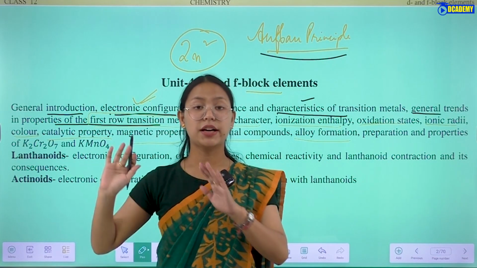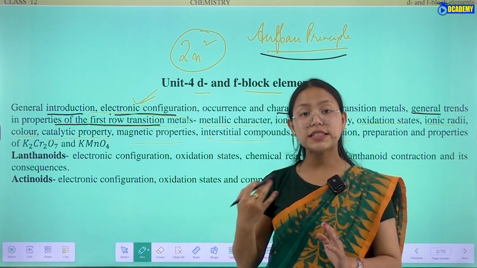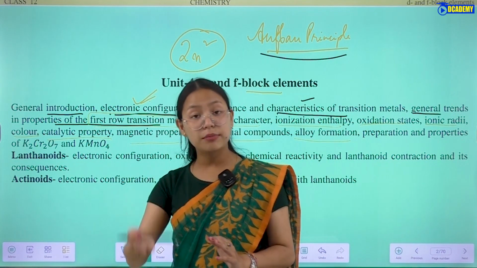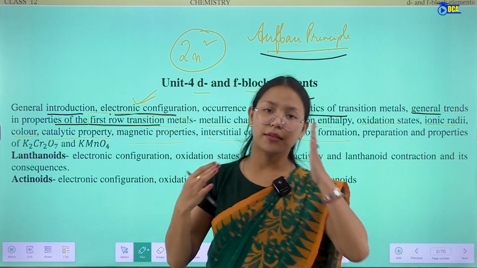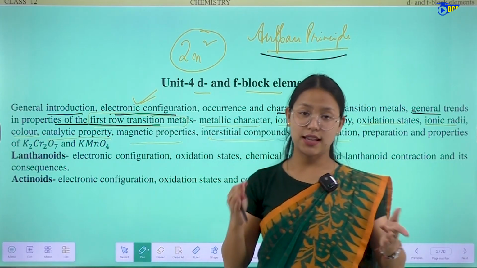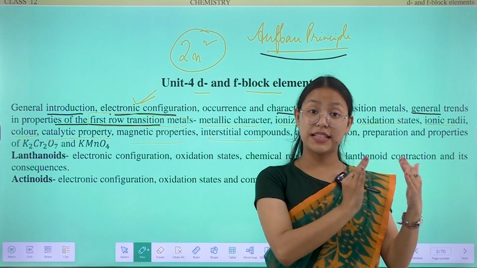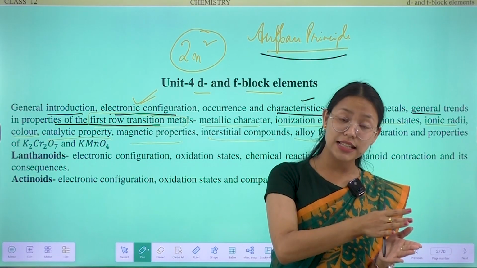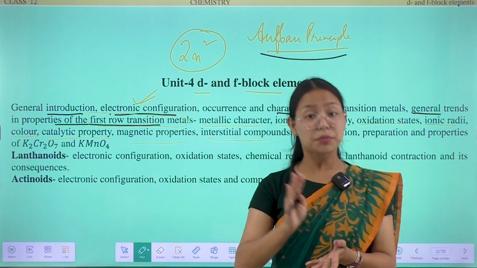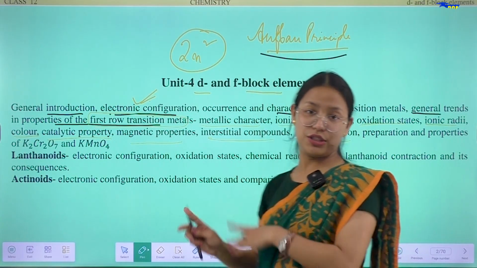Periodic trends. For example, when we study the elements, we study atomic size and ionic size. Moving from left to right, atomic size decreases, ionic size decreases, ionization enthalpy increases.